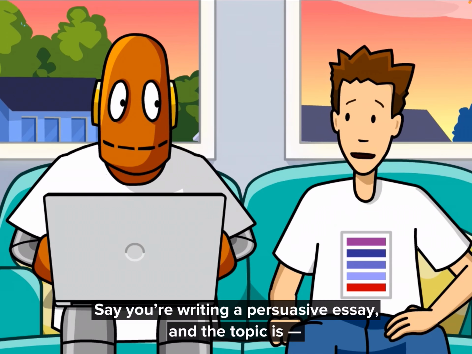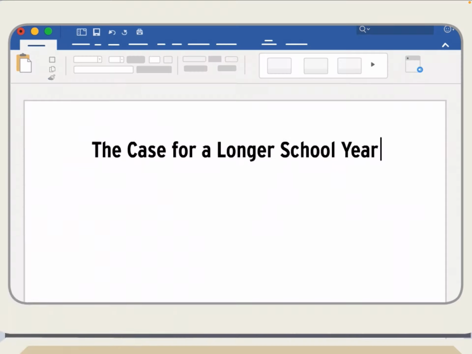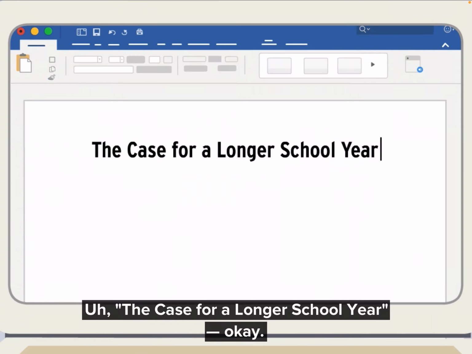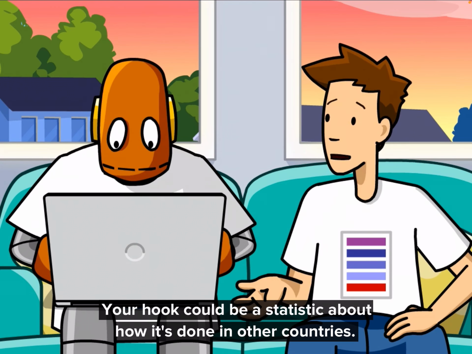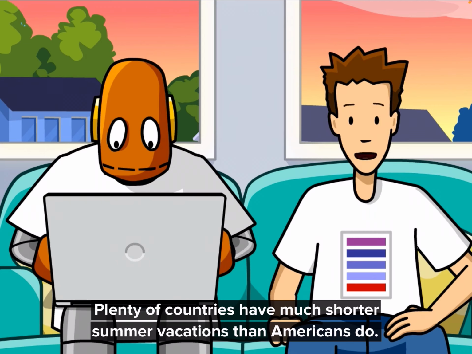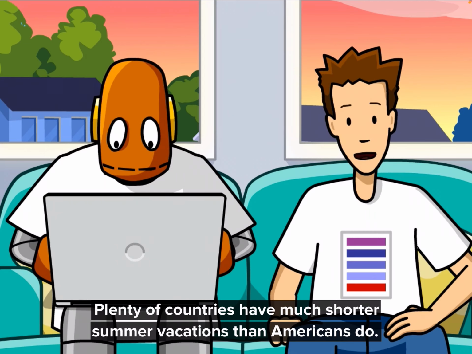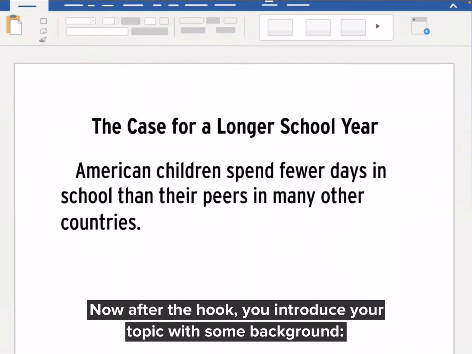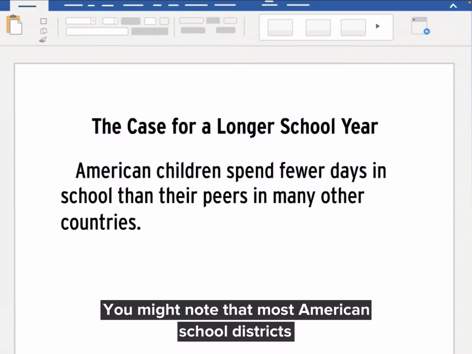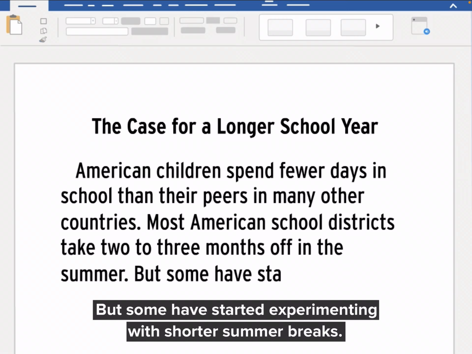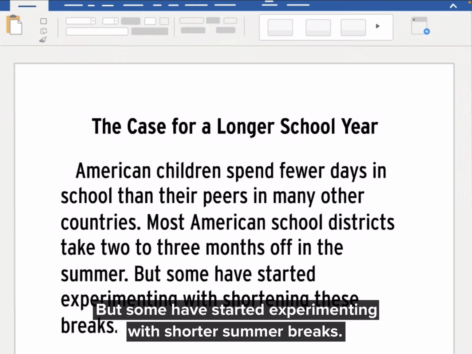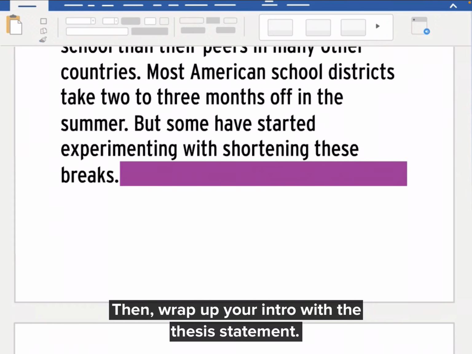Say you're writing a persuasive essay, and the topic is the case for a longer school year. Okay. Your hook could be a statistic about how it's done in other countries. Plenty of countries have much shorter summer vacations than Americans do. Now, after the hook, you introduce your topic with some background. You might note that most American school districts take 2 to 3 months off, but some have started experimenting with shorter summer breaks. Then you wrap up your intro with the thesis statement.